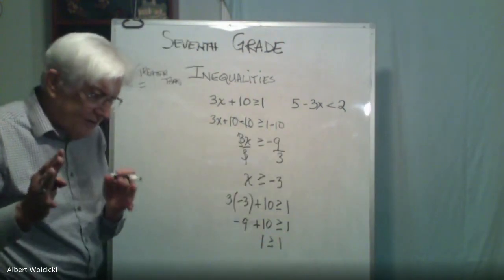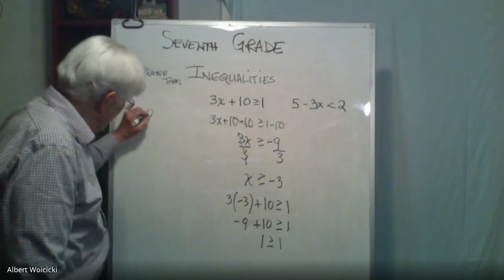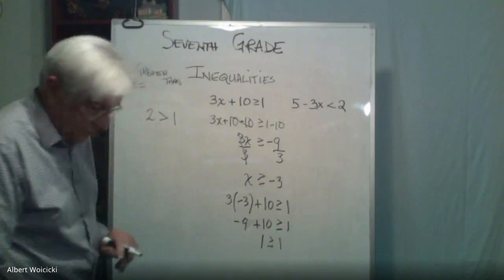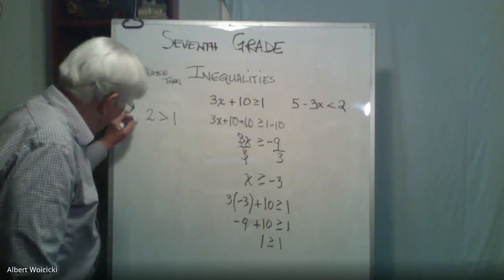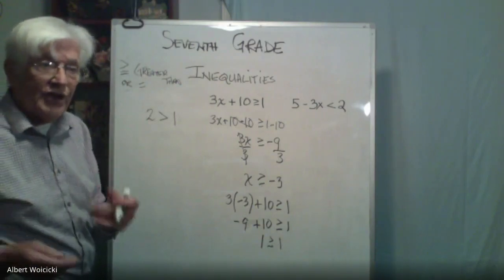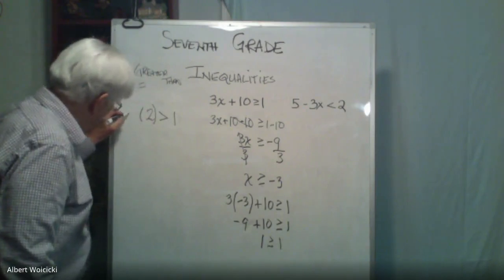Now, let's see where things change. Think about this for a second. If I know that 2 is greater than 1, what happens if I multiply both sides by the opposite of 3?